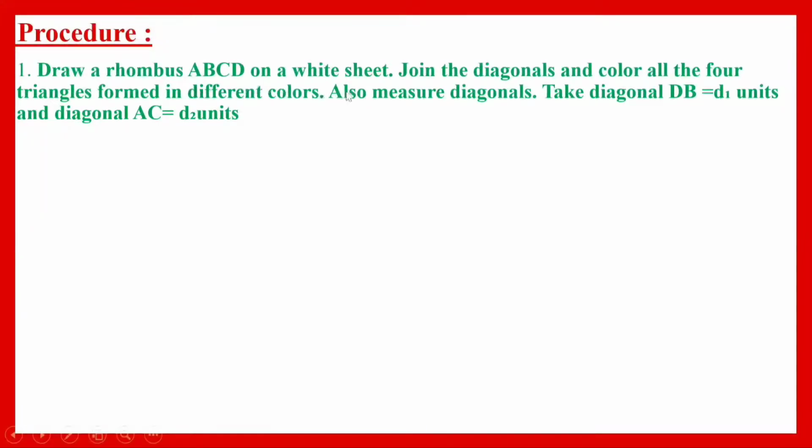Draw rhombus ABCD on a white sheet, join diagonals and color all the four triangles formed in different colors. Also measure the diagonals. Take the diagonal DB as D1 units and the diagonal AC as D2 units. So this is how you'll be making a rhombus, coloring all the four different triangles formed.